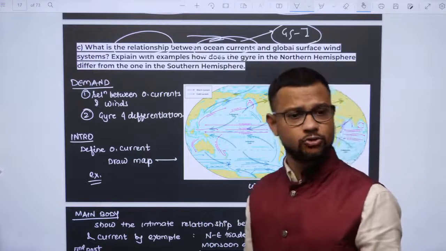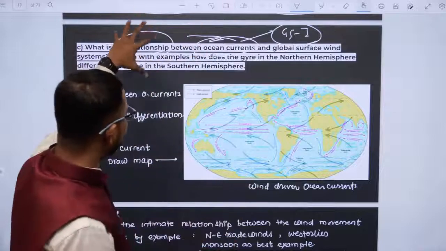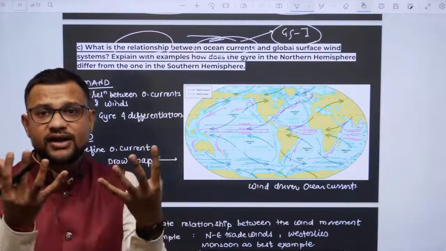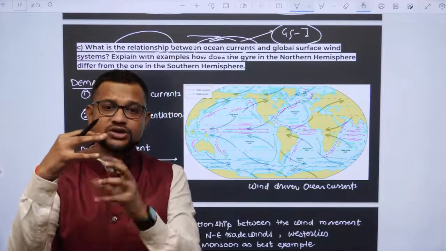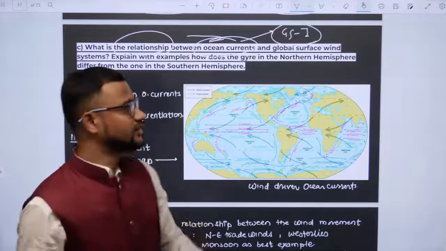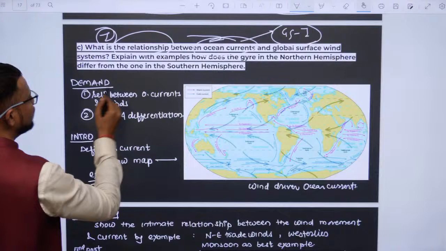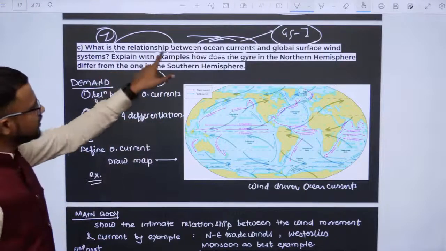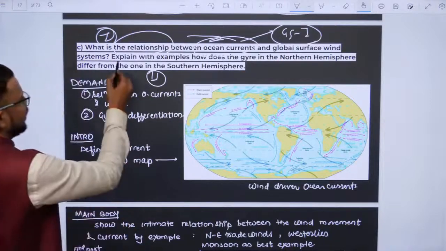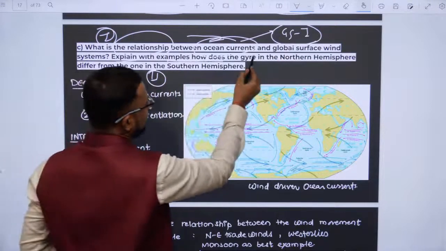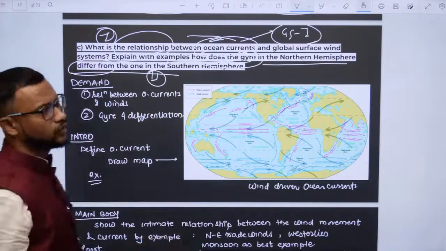GS 1 2022 mains, and the question is again in the optional also, that the wind and ocean current they share an intimate relationship. कि जैसा wind flow करेगा accordingly ocean currents का nature भी defined होगा, and that is exactly what this question is trying to ask for. It has two parts, part 1 and part 2. So what is the relationship between ocean currents and global surface wind? Explain with example how the gyre in the north hemisphere is different from the one in the south hemisphere.